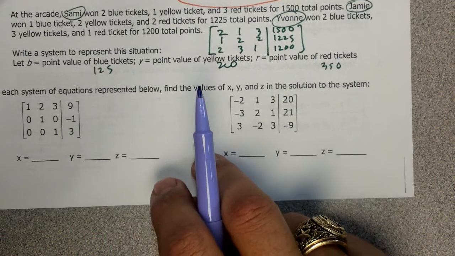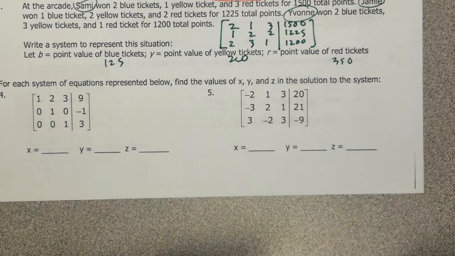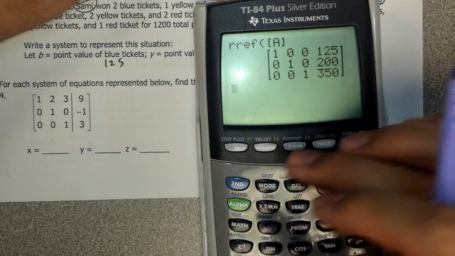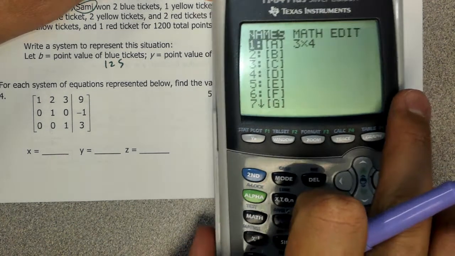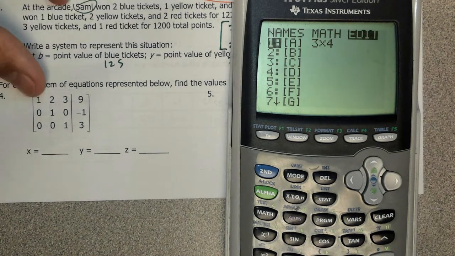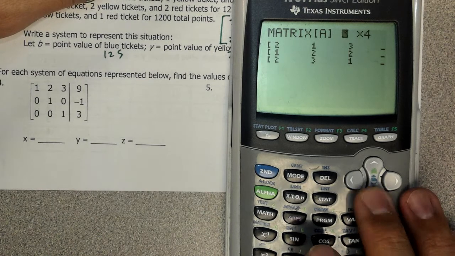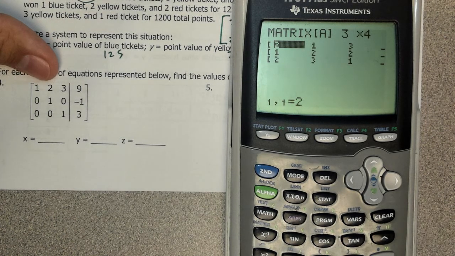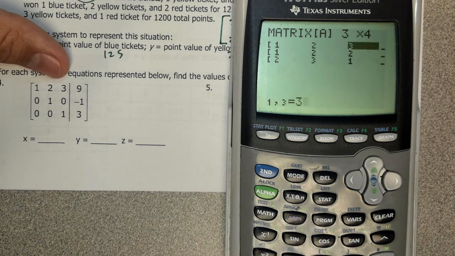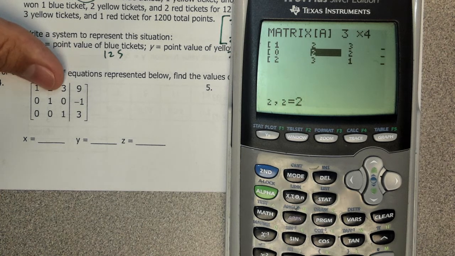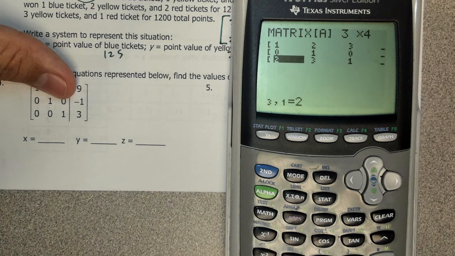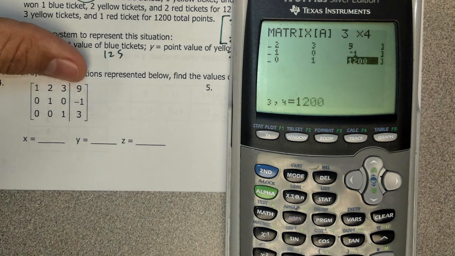Okay, number 4 and 5. We're going to put the matrices in the calculator, and then we are going to solve it. I already showed you how to do this earlier, so we're just going to go back into the matrix, and we're going to go to the edit. We're just going to edit the same 3 by 4. Okay, we do 1 enter, 2 enter, 3 enter, 9 enter, 0 enter, 1 enter, 0 enter, negative 1 enter, 0 enter, 0 enter, 1 enter, 3 enter.